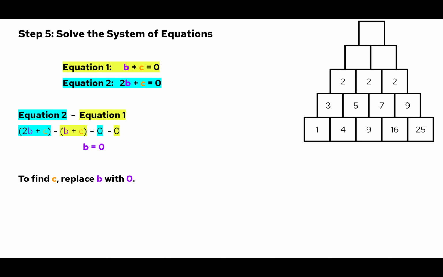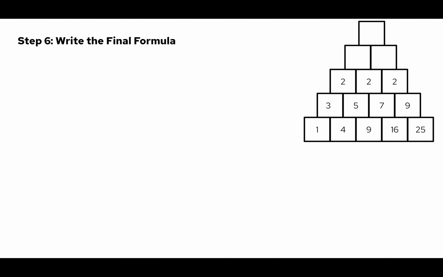Now to find c, I replace b with 0. So here I have my 2b plus c equals 0. I replace the b with a 0. And 2 multiplied by 0 is 0, so c equals 0. Just to make sure that I didn't make an error, let's check it with the first equation as well. b plus c equals 0. b is 0, so c equals 0. So therefore c equals 0.